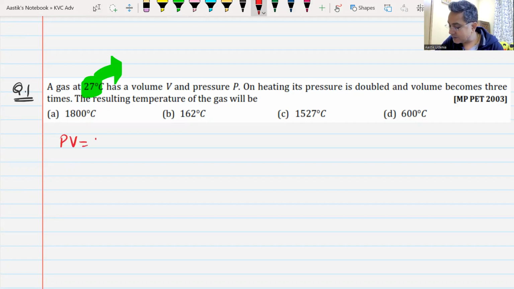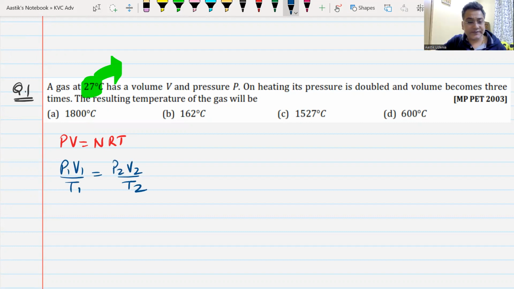PV is equal to nRT. The number of moles remains the same, R is the same, so you can write P1 V1 by T1 will be equal to P2 V2 by T2. Everyone understands this? Remember, use SI units, nothing else but SI units. Got this?